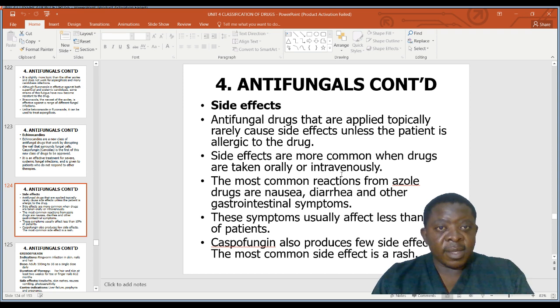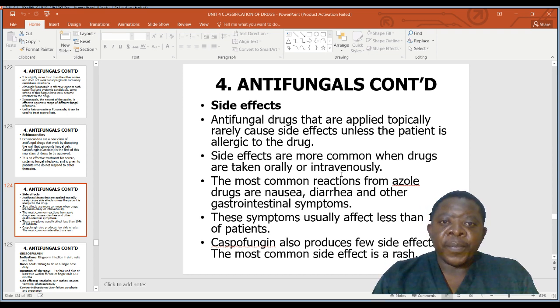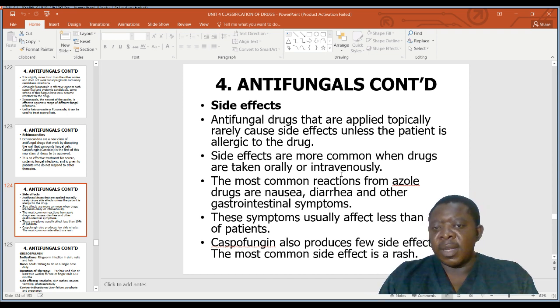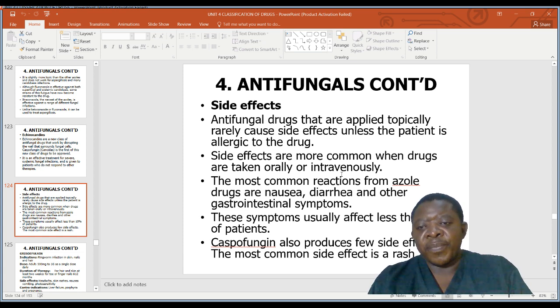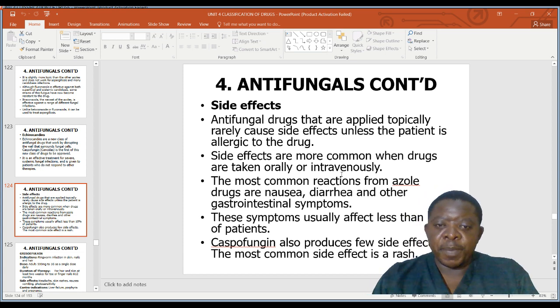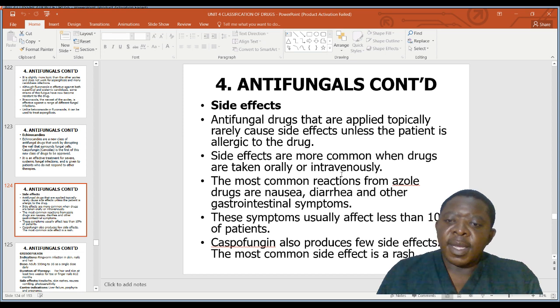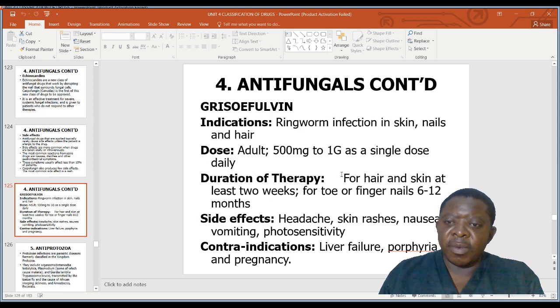Side effects: antifungal drugs that are applied topically rarely cause side effects unless the patient is allergic to the drug. Side effects are more common when drugs are taken orally or intravenously. The most common reaction from azole drugs is nausea, diarrhea, and other gastrointestinal symptoms. These symptoms usually affect less than 10% of patients. Caspofungin also produces few side effects, and the most common effect is a rash.